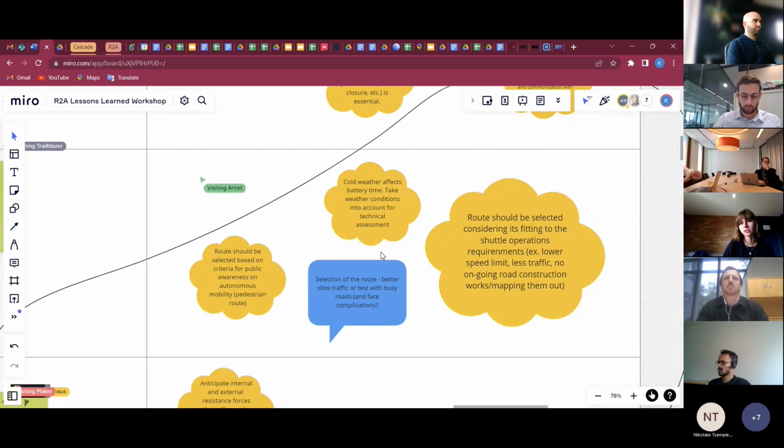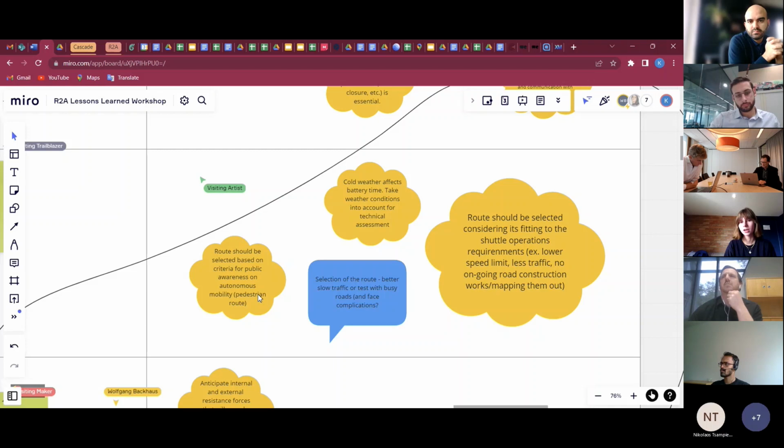So we had one question because we were discussing this with Amit: out of the conclusions of the templates, can we conclude that the road for the shuttle, at least for the first pilot implementation, should be selected based on the pedestrian preferences, like maybe a lower speed, less traffic road, or should we still select very busy roads but also face complications and be prepared for those complications? So these are two different directions we can go in terms of recommendation.